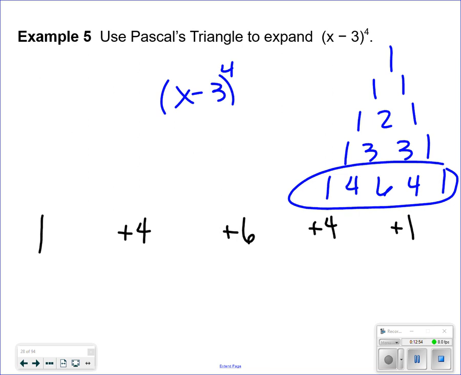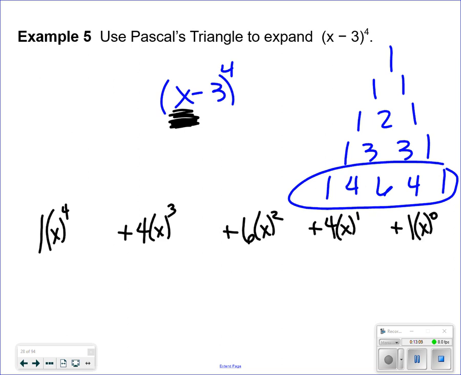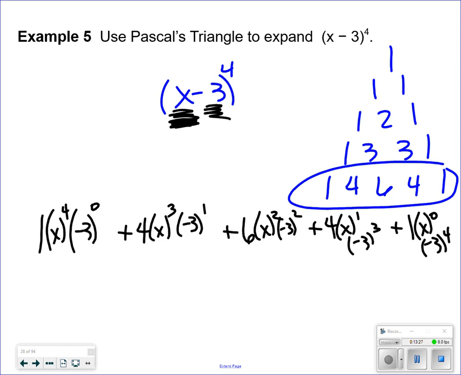And then take the first term in the parenthesis and do it in descending order, meaning x to the fourth, x to the third, x to the second, x to the first, and x to the 0. And then take the second term in the parenthesis and do it in ascending order. So negative 3 to the 0, negative 3 to the first, negative 3 to the second, negative 3 to the third, and negative 3 to the fourth. Answer time. The answer would be each one of these.